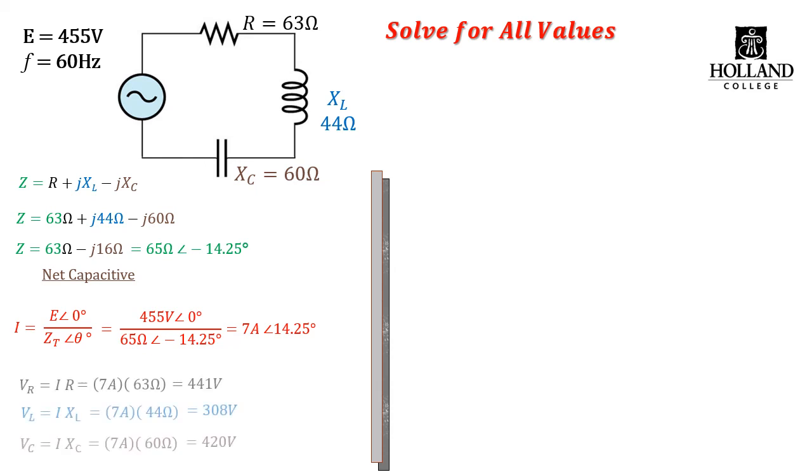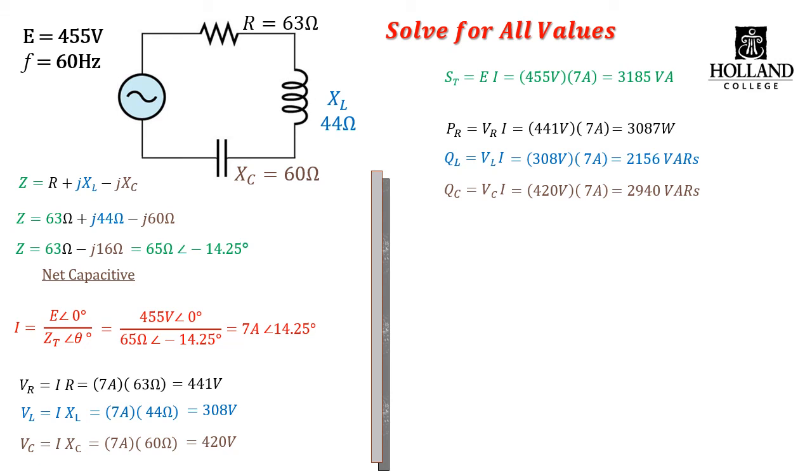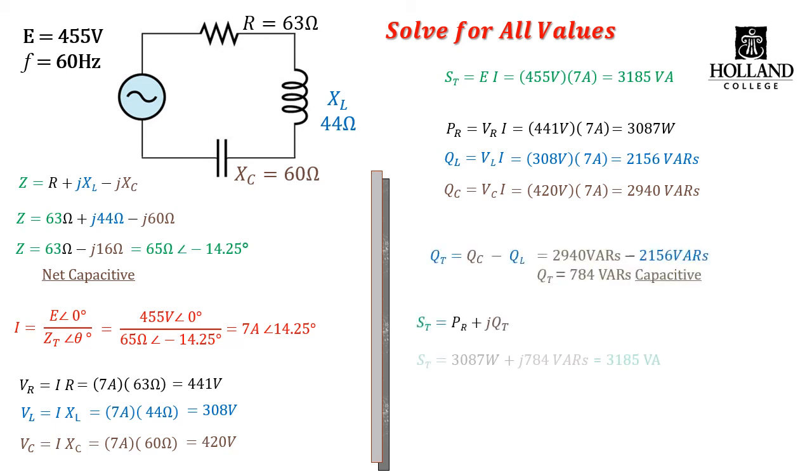Now that we have our current, we can calculate our individual voltages, where we end up with 441, 308, and 420 volts respectively. With ET and IT, we can get our total apparent power, ST, and we can calculate out our individual powers. With our individual powers, we can double check our total apparent power by vector summing them, and sure enough, we get back to our 3185 VAs.